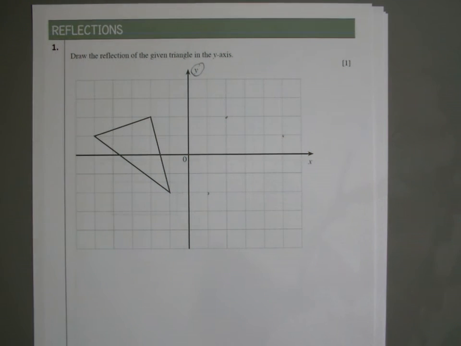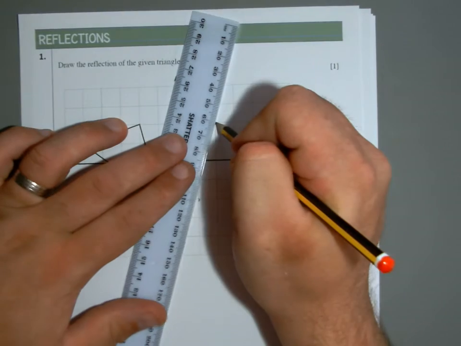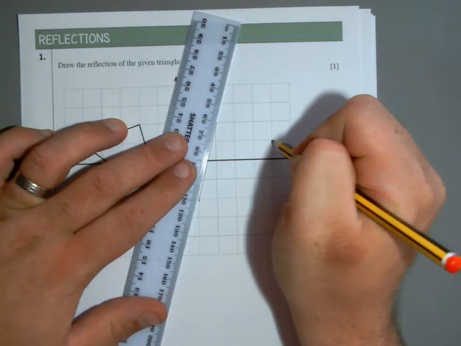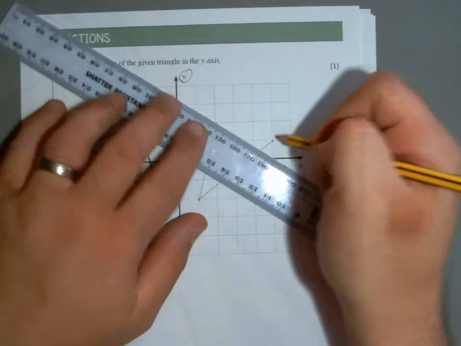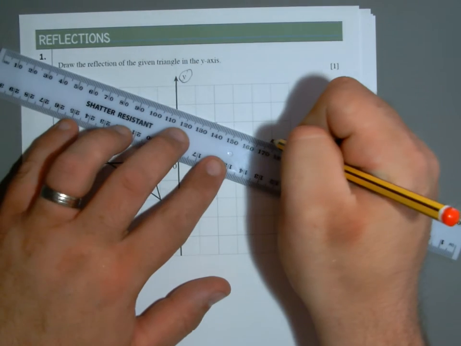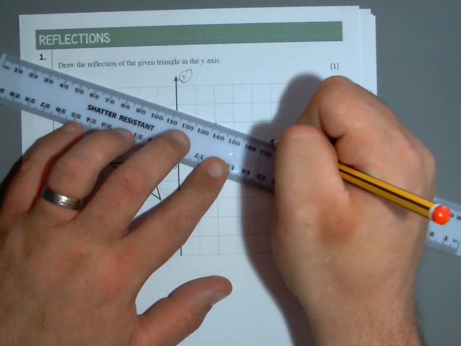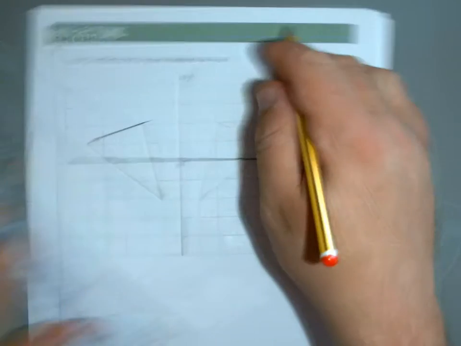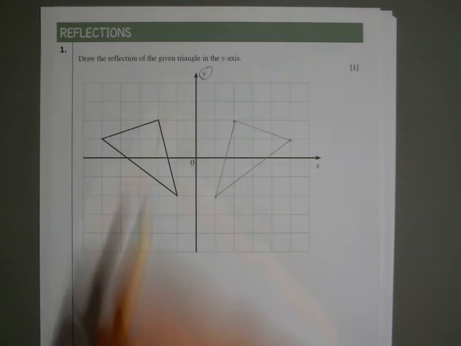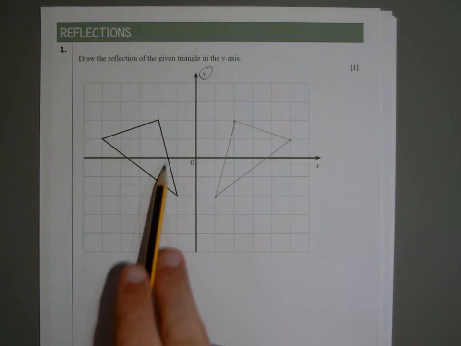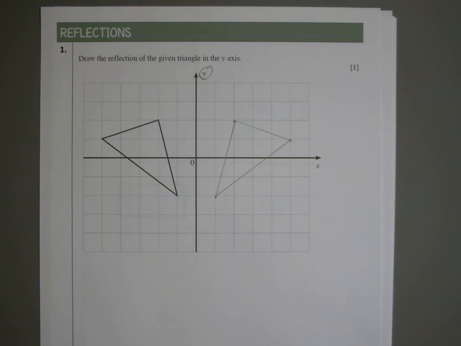So then you join up those corner points, and you can see then you've got your reflected shape in the y-axis, okay, and it looks sort of symmetrical there, with that line of symmetry being the y-axis, okay. If you were to fold this onto that, it should lie on it perfectly.